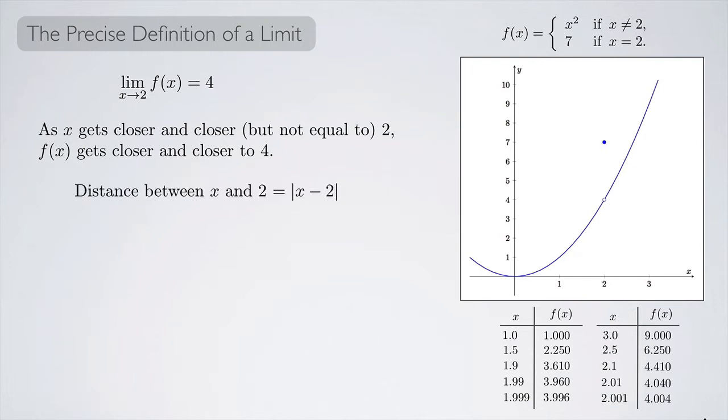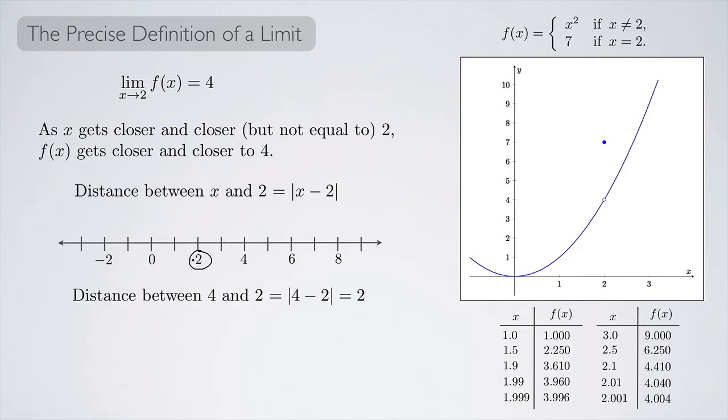Well, we're talking about closer and closer. We're talking about distance. And the distance between x and 2 we can represent as the absolute value of x minus 2. So think about this. Here's a number line, and we have 2 right here. Okay, there's 2. And we want to look at, say, how about the distance between 4 and 2? Well, the distance between 4 and 2, that would be 2 units. And 4 minus 2, absolute value, yeah, that's 2.